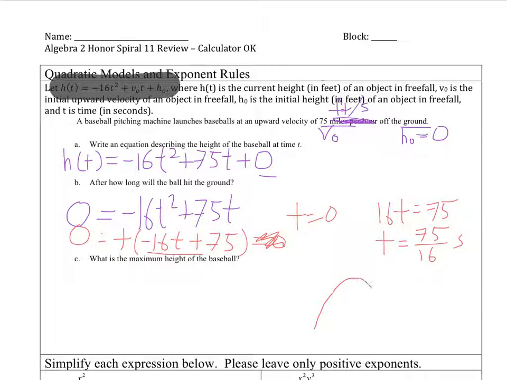And just to remind us, the shape of the path is going to look like this. Here's 0. Here's 75 over 16. And the maximum is always going to occur halfway through. In other words, at the vertex. So if I'm looking for the maximum height, the time that's going to happen is going to be 75 over 16 divided by 2, otherwise known as 75 over 32.